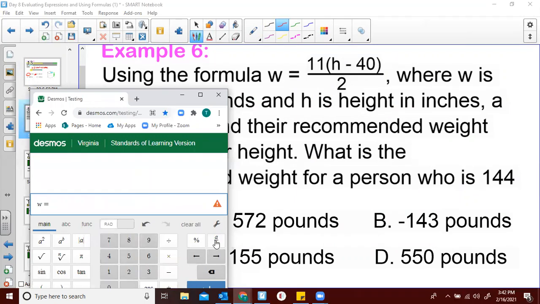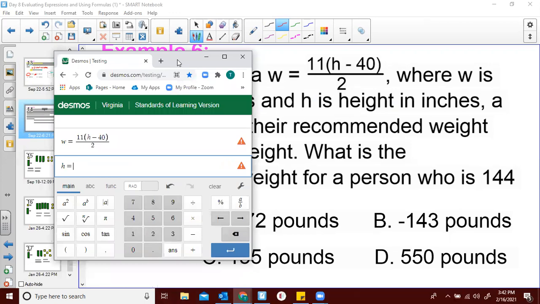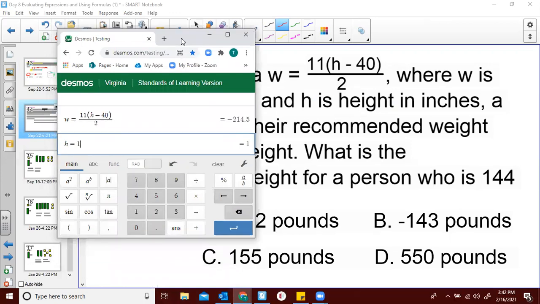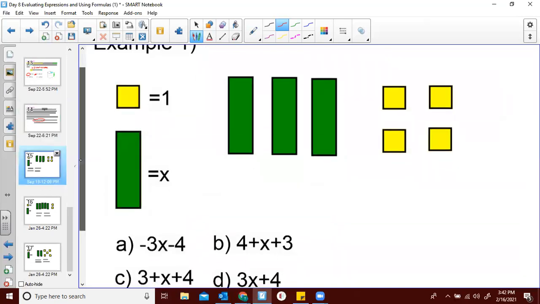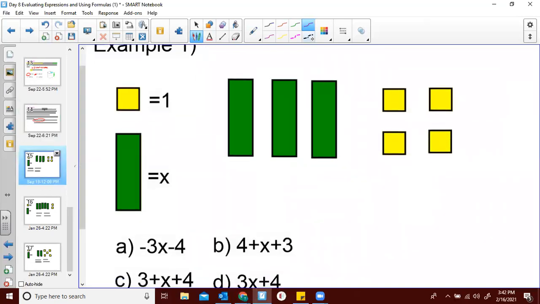You want to come over here to this A divided by B button. That's going to give you the ability to type in your numerator, right? Because that kind of is like its own almost expression, and then your denominator. And we're just going to do H equals, and H is height, and 144 inches tall implies height. And we'll see that this person weighs 572 pounds. So, okay. All right, you guys nailed these.